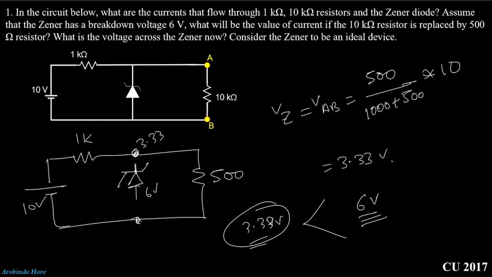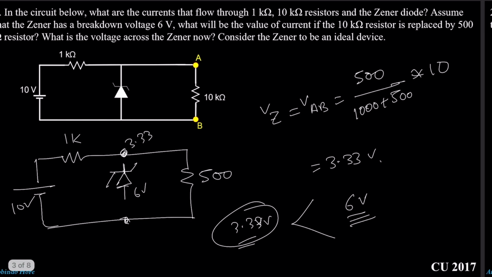It will imply that the Zener diode is actually turned off. As I already told you at the start of the video, the Zener diode will turn on when the voltage across the Zener diode is greater than the Zener voltage. Okay, you understand? That means the Zener diode is turned off for this case when the resistance is 500 ohm. And what is the voltage across the Zener now? It is around 3.33 volt. Okay, so that's all for this problem. Go to the next page.